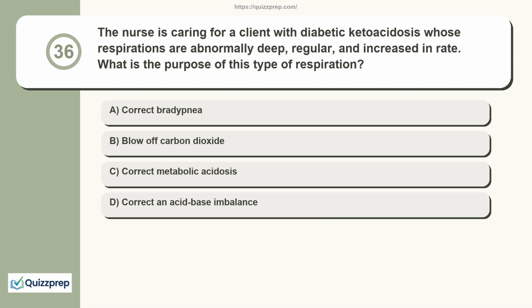Question 36. The nurse is caring for a client with diabetic ketoacidosis whose respirations are abnormally deep, regular, and increased in rate. What is the purpose of this type of respiration? Correct bradypnea. Blow off carbon dioxide. Correct metabolic acidosis. Correct an acid-base imbalance.